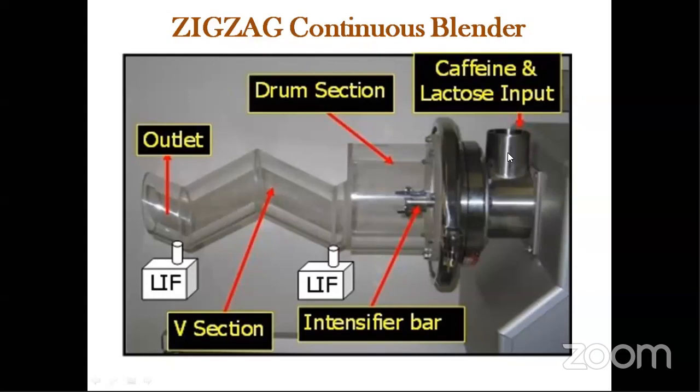This is the caffeine inlet point for the materials, and from the inlet the material comes into this drum section. After it is rotated, the material comes from the drum section directly into these zigzag V-shaped portions, and these V-shaped portions give the mixing. And this is the outlet portion of the materials. So these are all the equipment used in the mixing process.